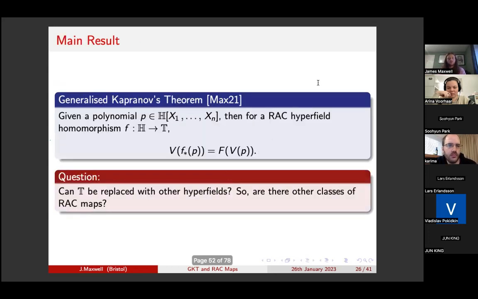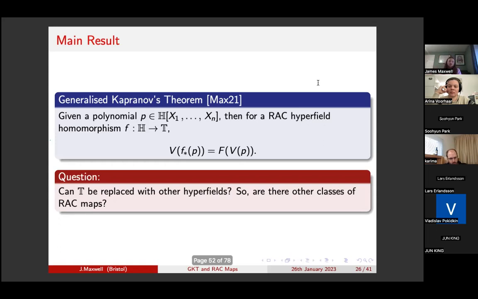So this was the main result of the first chunk of work that happened during my PhD. This is the generalized Kapranov's theorem. And this says, given a polynomial in n variables, if your map from some general hyperfield H to the tropical hyperfield is RAC, so there's this lifting property in one variable, then actually you have the lifting property in n variables. So the variety of the push forward of the polynomial is equal to the push forward of the variety of the original polynomial. So this was really nice.